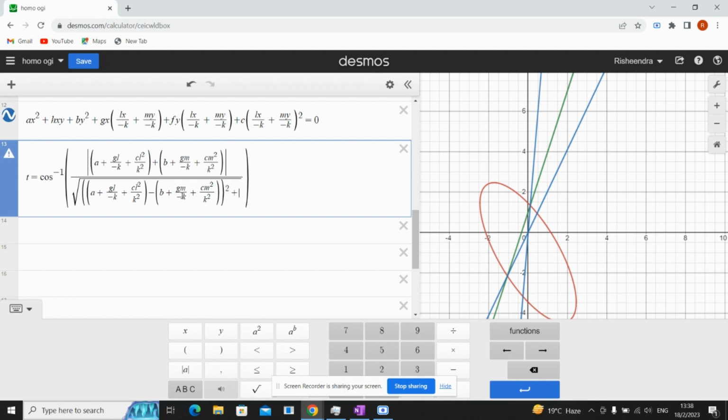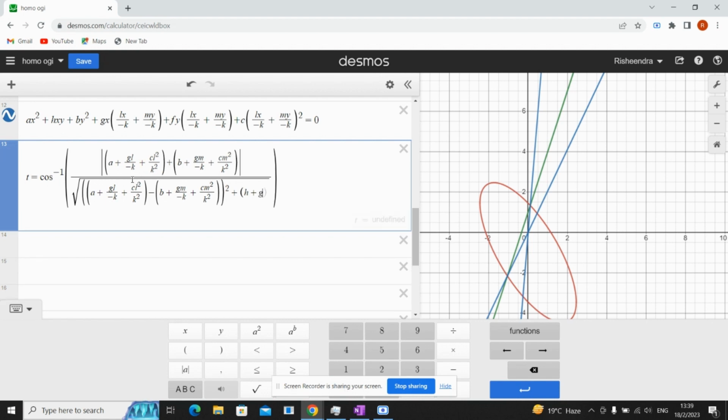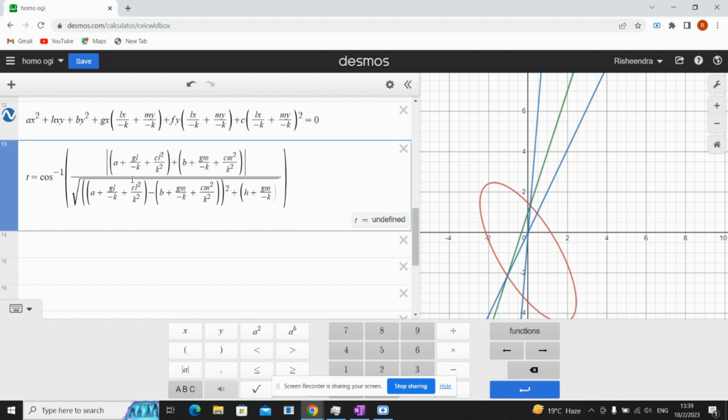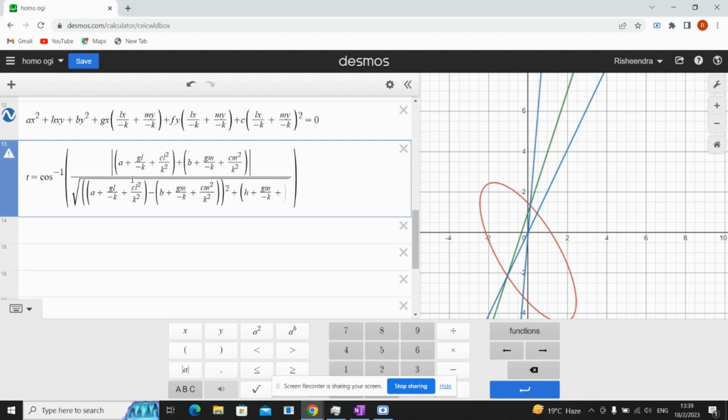See, small mistakes can go. Then plus 2h whole square. So what is the value of 2h? It is the coefficient of x and y. So we have to calculate the x and y coefficients. H plus gm over minus k, gm over minus k, plus fl over minus k, l over minus k.